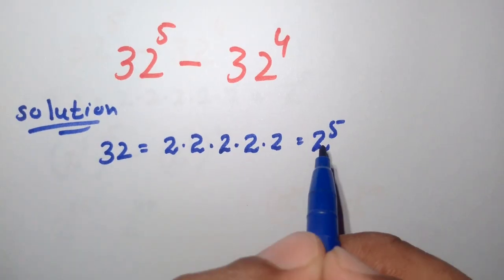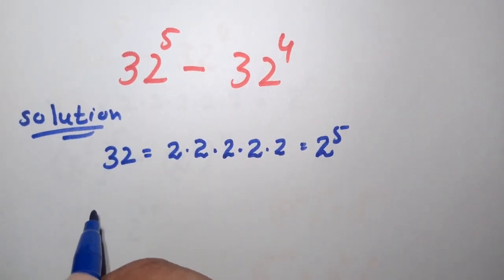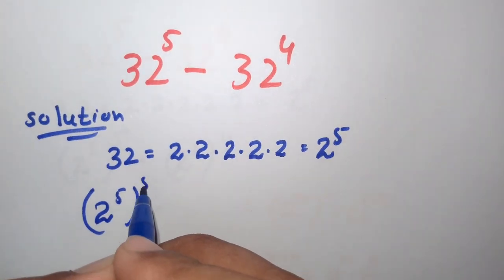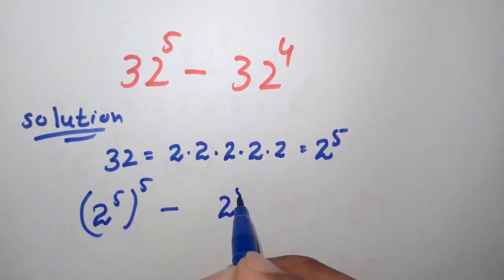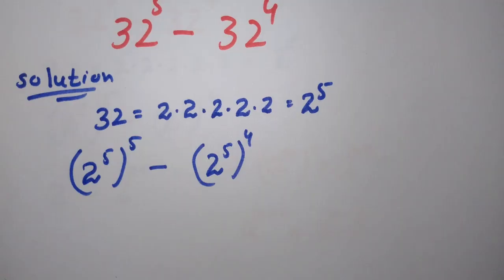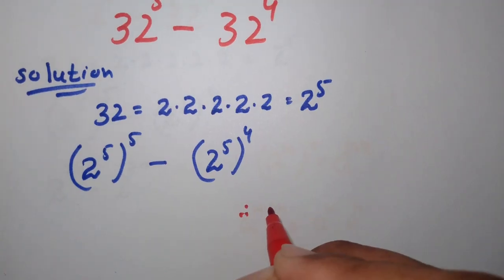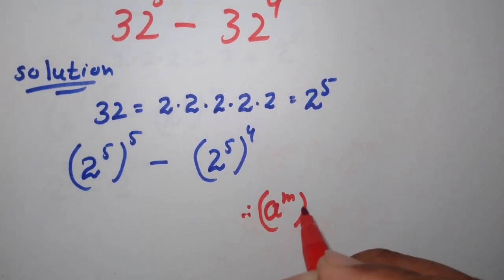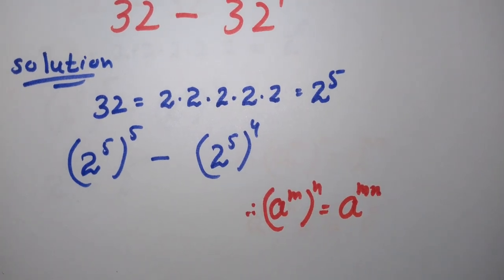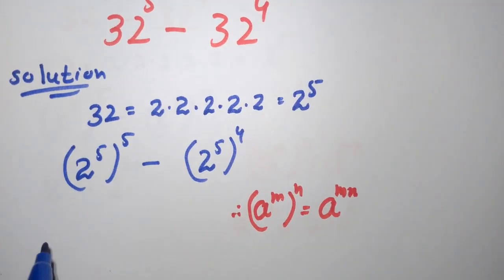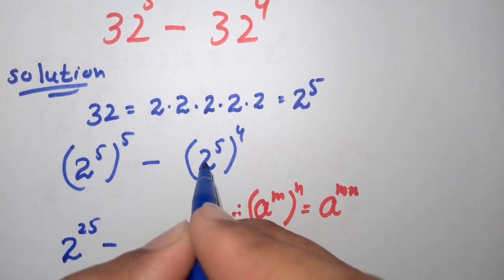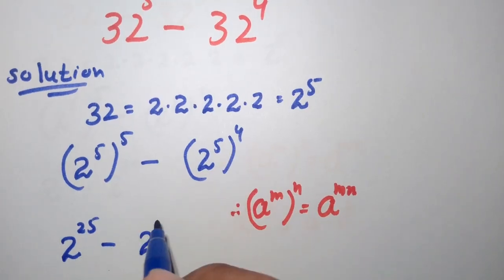Now we have to replace 2 to the power of 5 in place of 32. This will become 2 to the power of 5, whole to the power of 5, minus 2 to the power of 5, to the whole power of 4. We know that a to the power of m, to the whole power of n, is equal to a to the power of m times n. So to apply this identity here, this will become 2 to the power of 25 minus 2 to the power of 20.